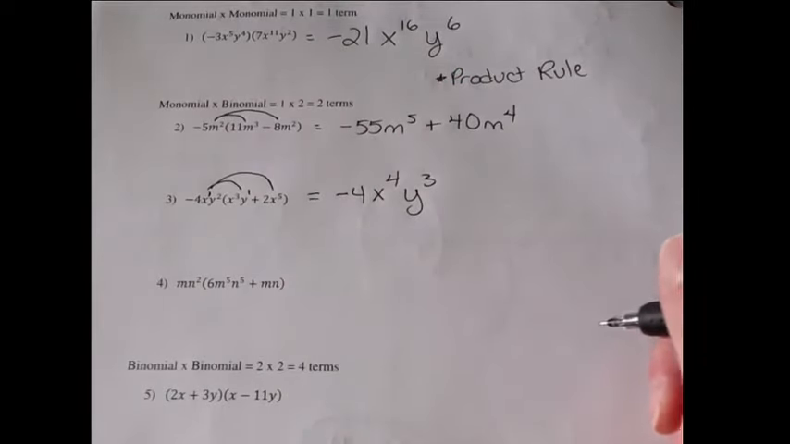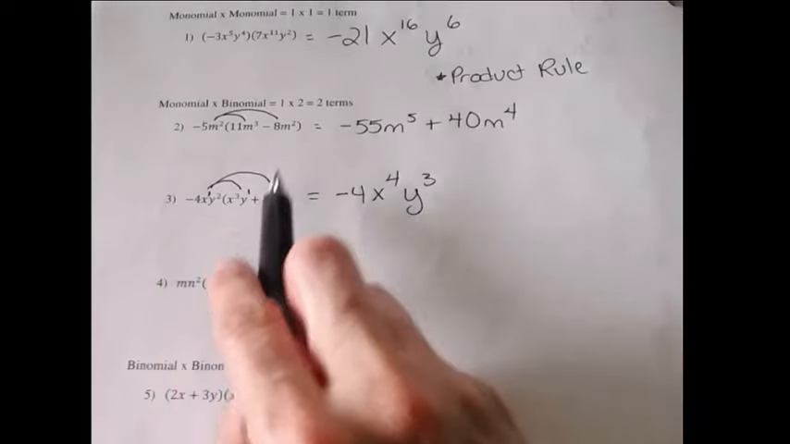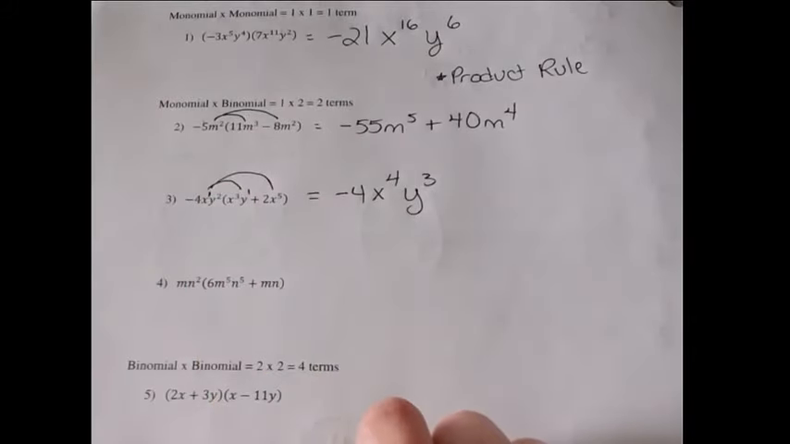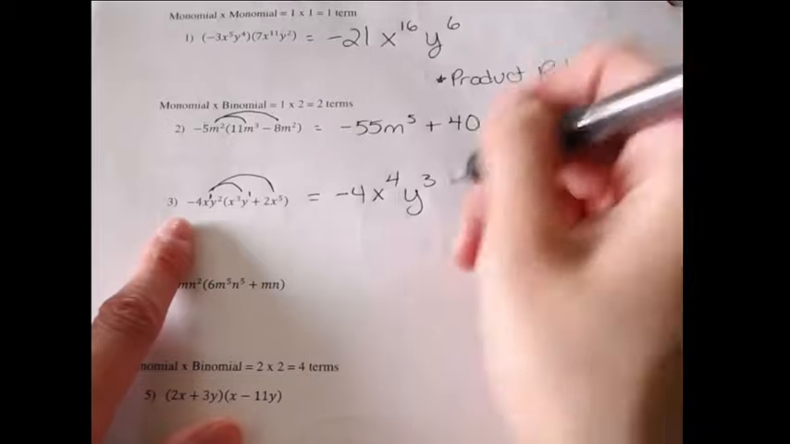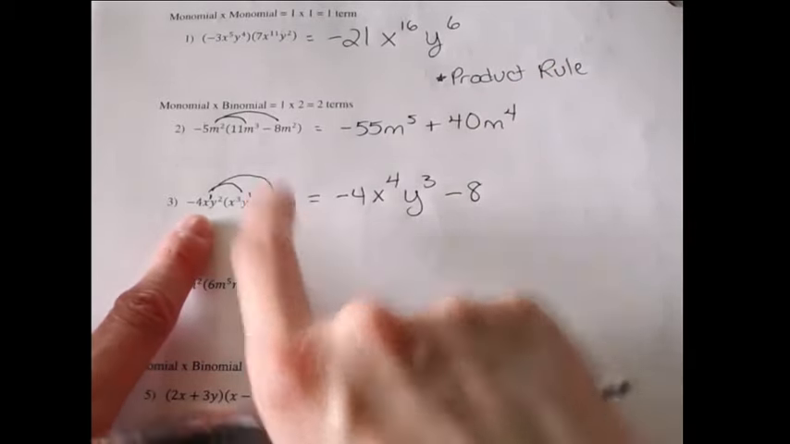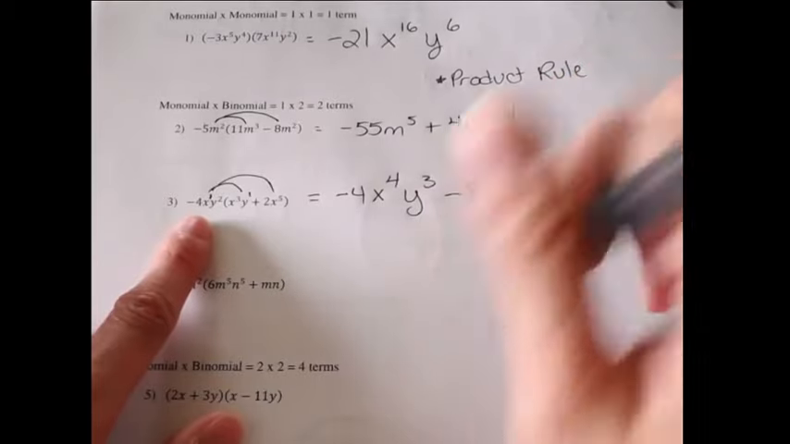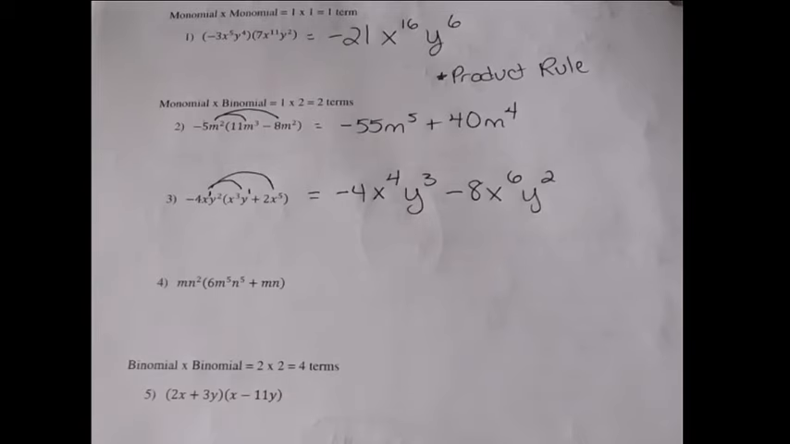There's your first term. Now we're going to distribute the negative 4xy squared to the 2x to the 5th. Same exact idea. Negative 4 times a positive 2 is a negative 8. X to the 1st times x to the 5th is keep the base, add the powers. But then notice we also have a y squared. No big deal.